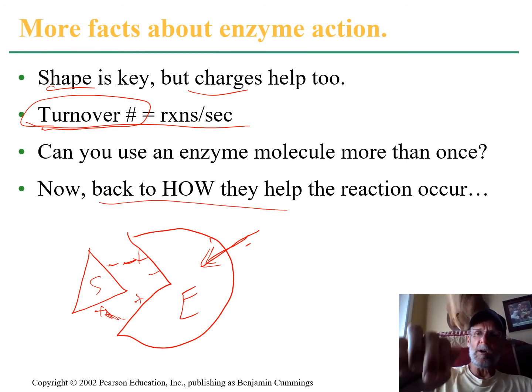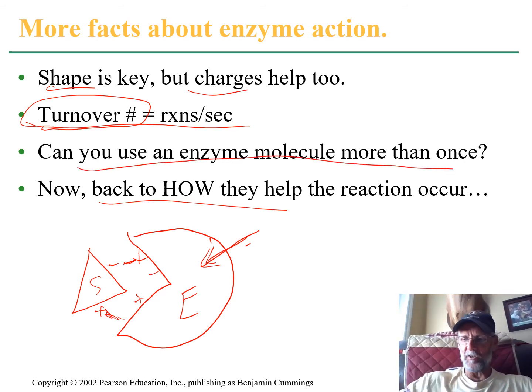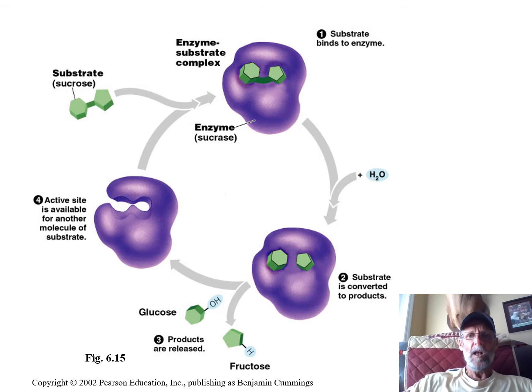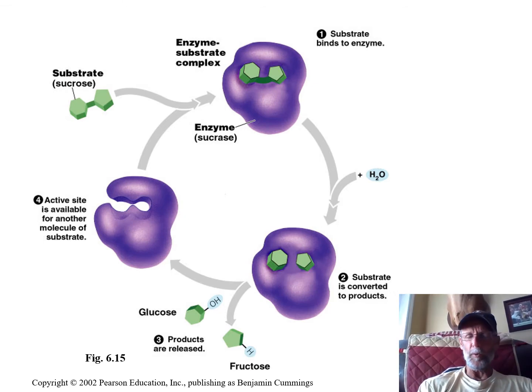Now back to how they help these reactions happen, and this will answer this question: can an enzyme be used more than once? So here's a good little diagram. Here's clearly an enzyme. Purple is almost always the protein color in these diagrams. Here's an enzyme, obviously. Here's its active site, right? Here is sucrose, the substrate. We talked about chemistry being part of collisions, right? And the first collision involved in this chemistry is the substrate has to bump into the active site.